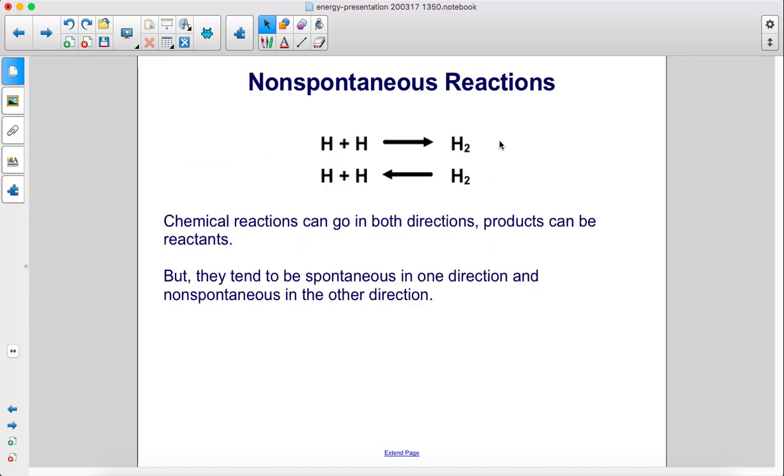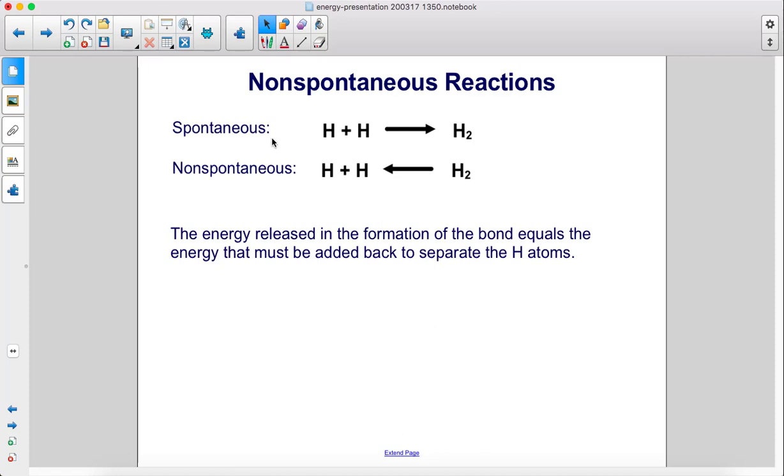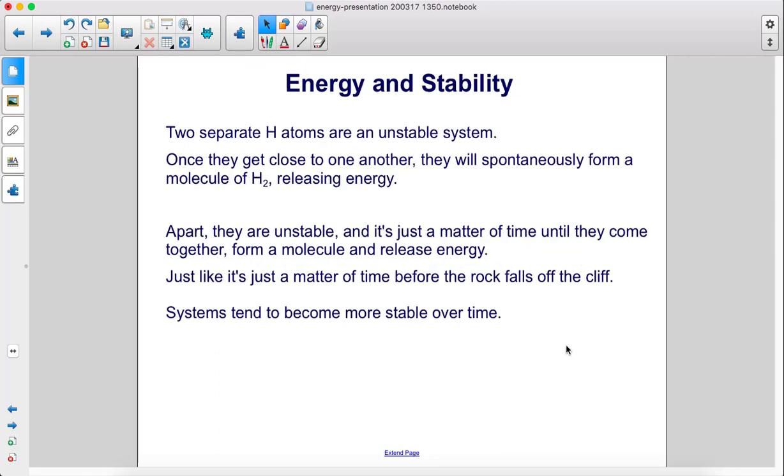Chemical reactions can go in both directions. Products can be reactants, but they tend to be spontaneous in one direction and non-spontaneous in the other direction. Here, the spontaneous reaction would be a hydrogen atom plus a hydrogen atom becomes a hydrogen molecule. Here's the non-spontaneous direction, where a hydrogen molecule becomes two separate hydrogen atoms. The energy released in the formation of the bond equals the energy that must be added back to separate the hydrogen atoms. Two separate hydrogen atoms are an unstable system.